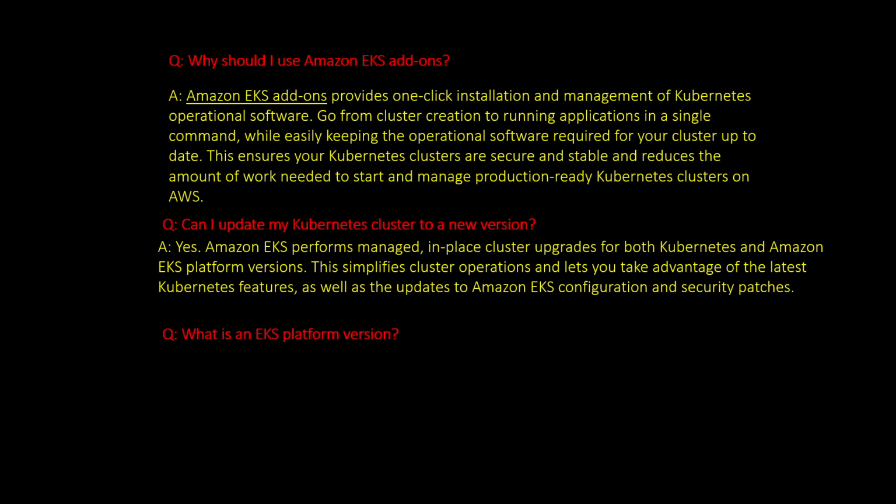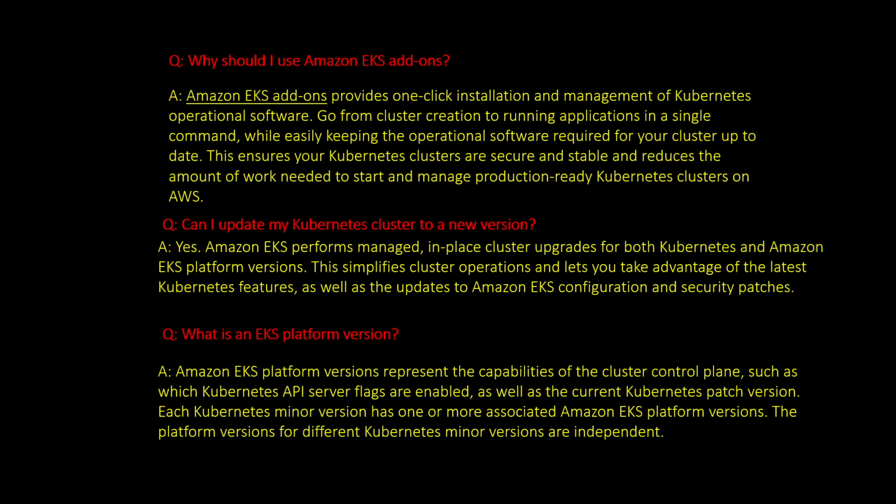What is an EKS platform version? An Amazon EKS platform version represents the capabilities of the cluster control plane, such as which Kubernetes API server flags are enabled, as well as the current Kubernetes patch version. Each Kubernetes minor version has one or more associated Amazon EKS platform versions. The platform versions for different Kubernetes minor versions are independent.